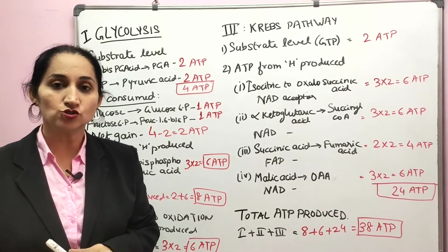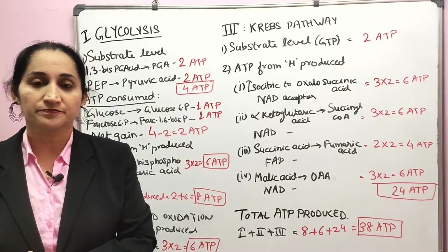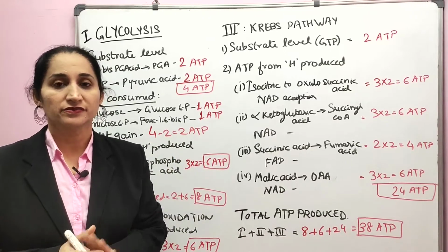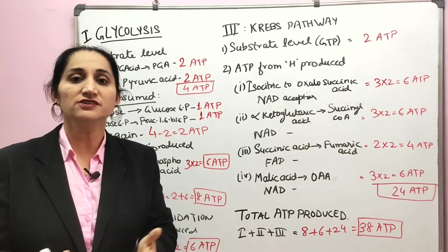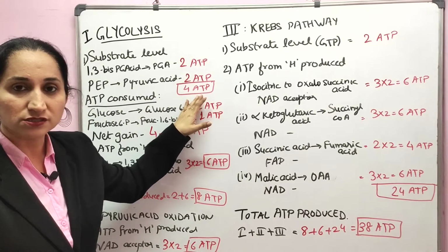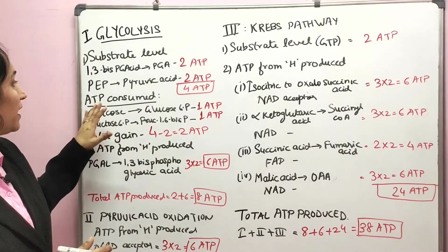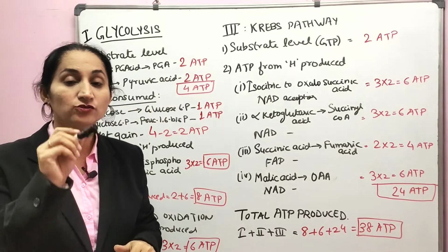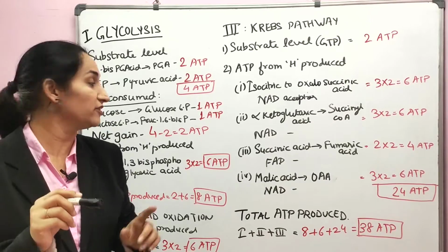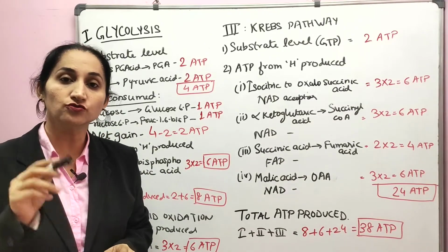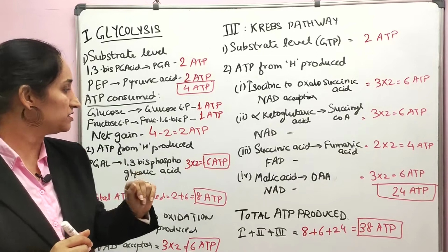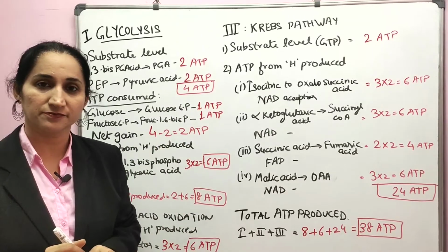But in glycolysis, we saw that there were two phases. The first phase was the glucose activation phase, in which ATP was consumed, and the second phase was the energy releasing phase, in which ATPs were produced. So 4 ATPs were produced by substrate level phosphorylation. When glucose was converted into glucose 6-phosphate, the first step, 1 ATP was consumed, and in the third step, when fructose 6-phosphate was converted into fructose 1,6-bisphosphate, 1 ATP was also consumed. So total ATPs formed were 4 minus 2, that is 2 ATPs.